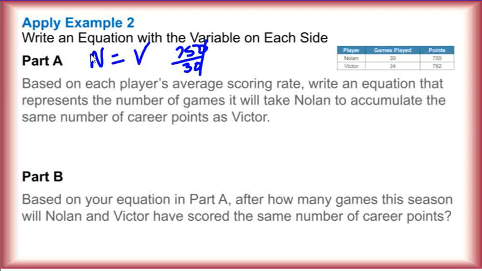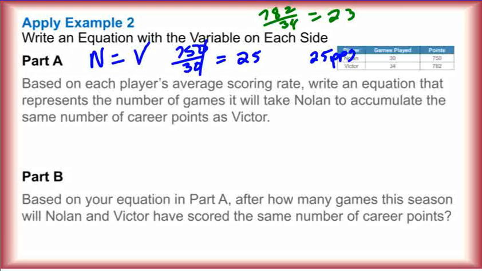I did 0 on 10 on top and bottom, and I'm left with 75 divided by 3, which will give us 25. So Nolan scores 25 points per game. And Victor would be 782 points for 34 games. If I do 782 divided by 34, I'm left with 23 points per game.